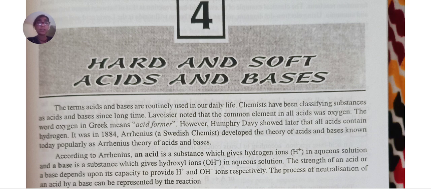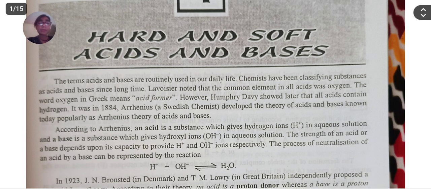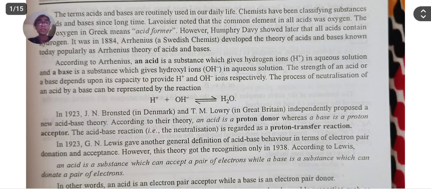It was in 1884 that Arrhenius, a Swedish chemist, developed the theory of acids and bases, known today popularly as the Arrhenius theory of acids and bases. According to Arrhenius, an acid is a substance which gives hydrogen ions in aqueous solution, and a base is a substance which gives hydroxyl ions in aqueous solution. The strength of an acid or a base depends upon its capacity to provide H+ and OH- ions respectively. The process of neutralization of an acid by a base can be represented by the reaction H+ plus OH- gives H2O.